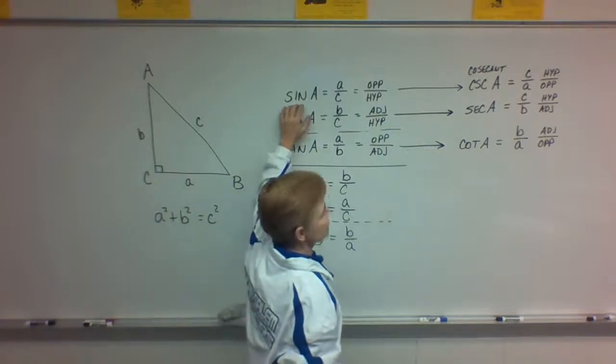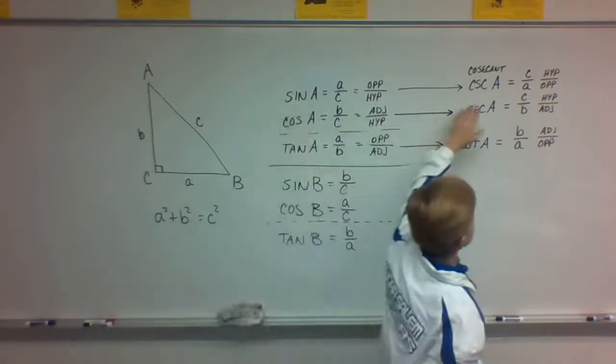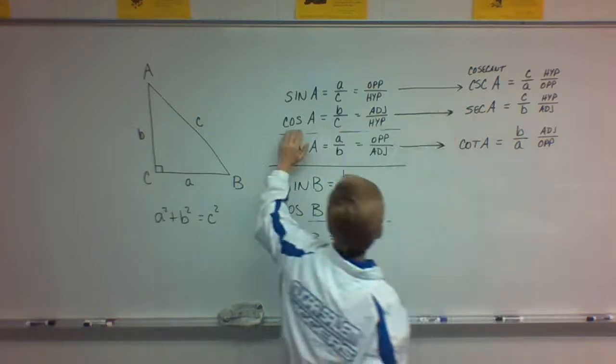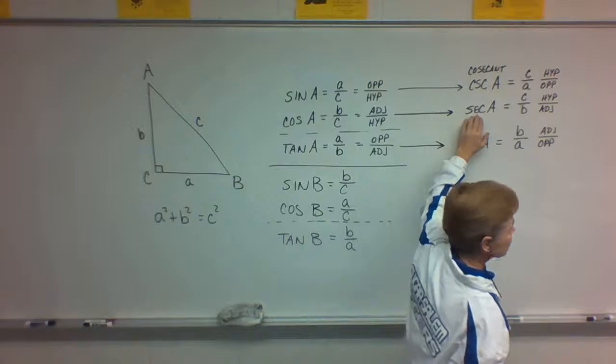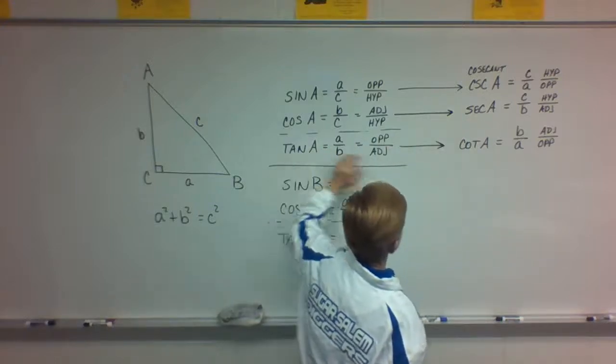The word sine doesn't have a co on it, right? There's no co on the front of it. But cosecant has a co. Cosine already has a co on it. Secant doesn't have a co on it. Tangent doesn't have a co on the front of it, but cotangent does.